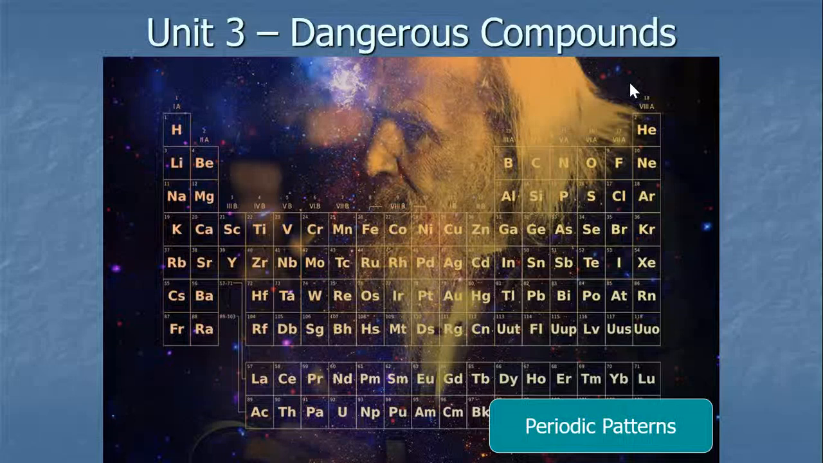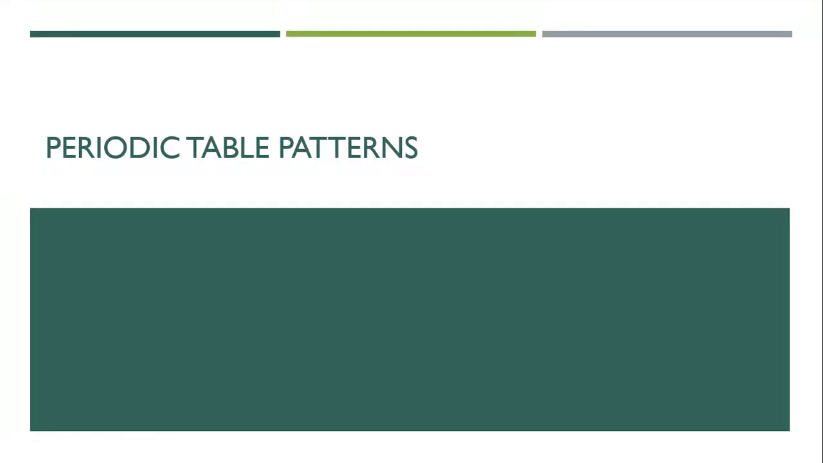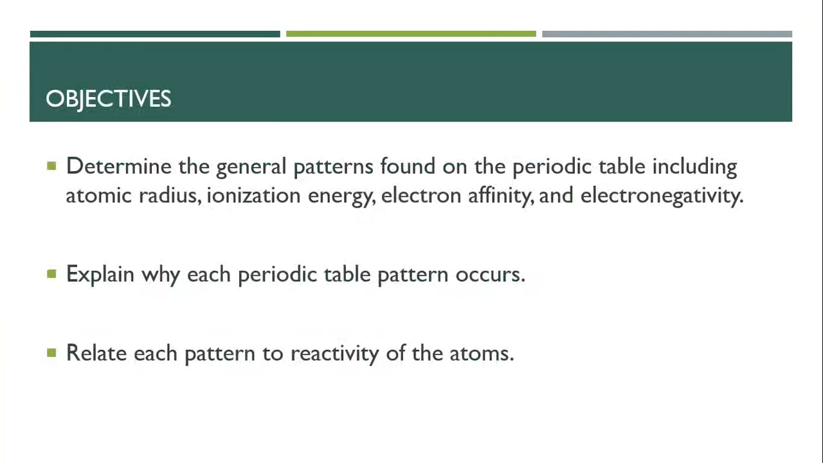We're going to continue on with our Unit 3 Dangerous Compounds lessons. This one is still a part of Lesson 1, and it is called the periodic patterns, or another word that gets fancy is periodicity. So if we look at periodic patterns, we're going to look at different patterns using the periodic table that are going to allow us to predict atomic radius, ionization energy, after we define what that is, the electron affinity, after we describe what that is, and then the electronegativity.